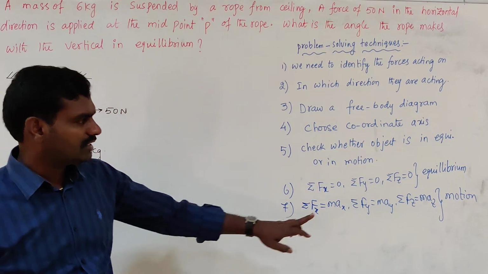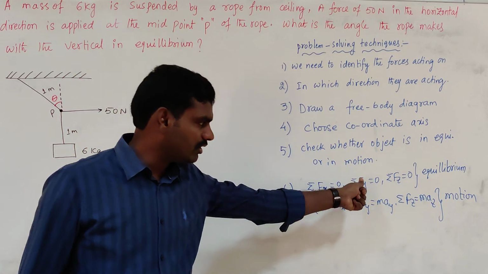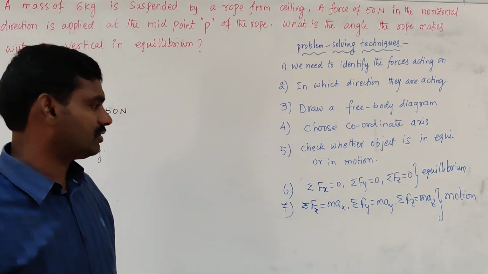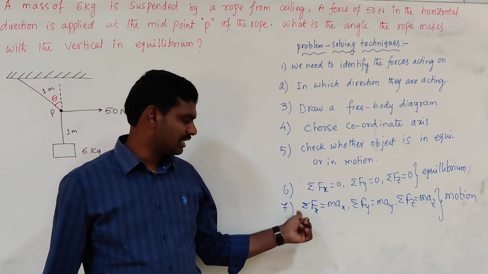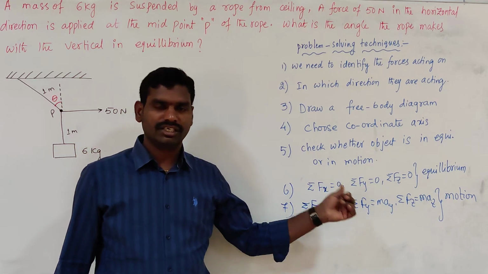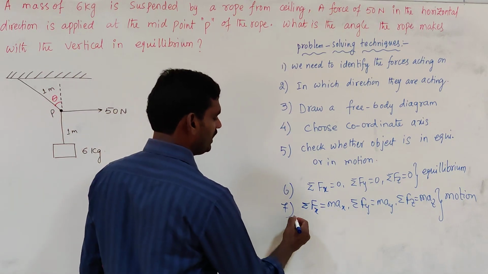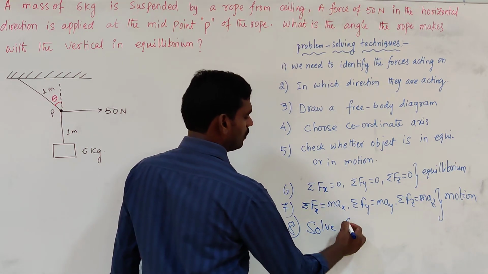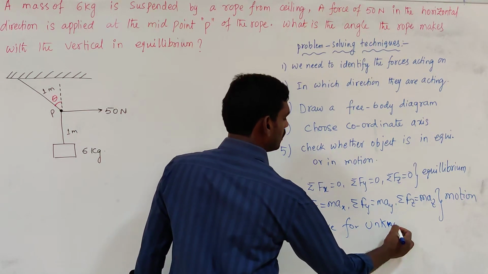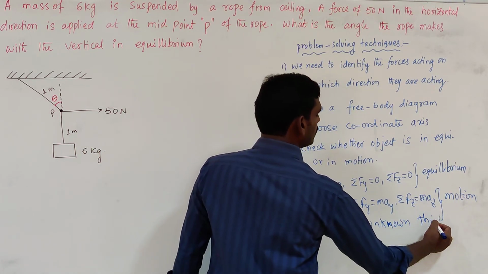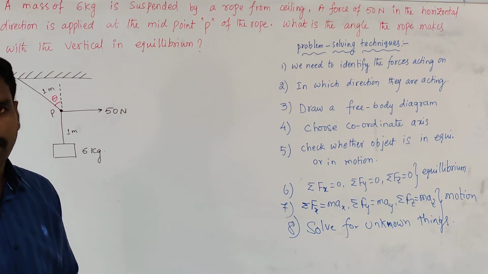That means if the object is in equilibrium, we need to apply Newton's first law of motion, that is sigma fx equal to 0, sigma fy equal to 0, sigma fz equal to 0. And if the object is under motion, we need to apply Newton's second law of motion, that is sigma fx equal to max, sigma fy equal to may, and sigma fz equal to maz. And finally, solve for unknown things. So these are the strategies that we are going to apply when we are solving the problems of laws of motion.